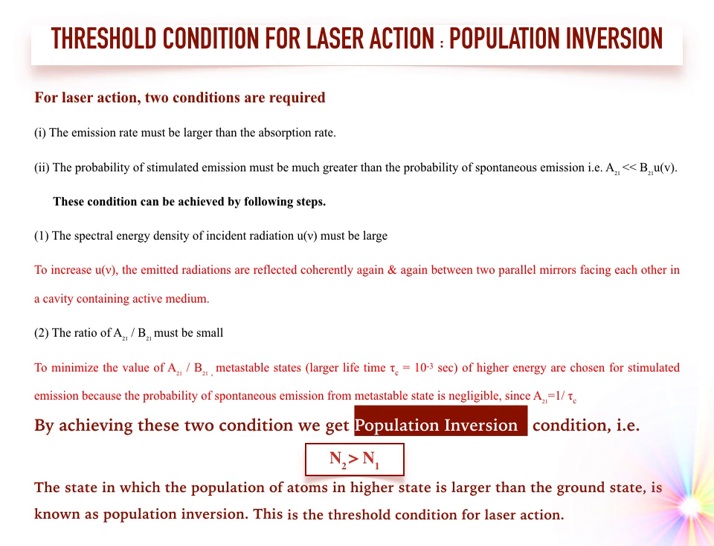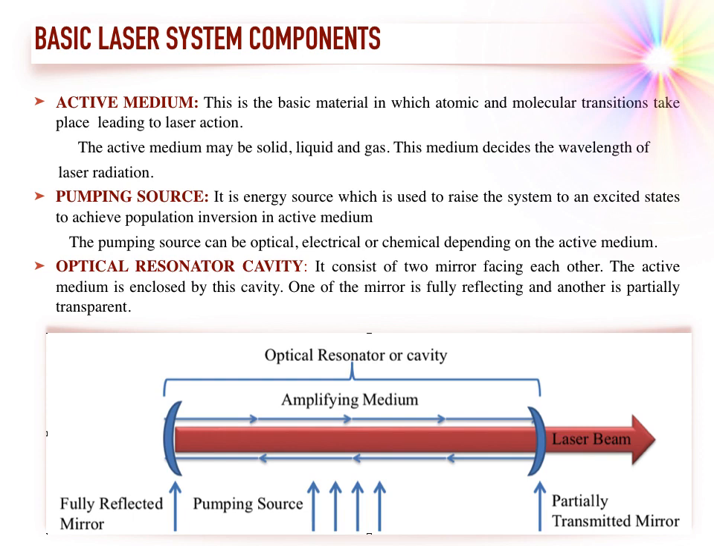By achieving these two required conditions, we get the threshold condition for laser action, that is population inversion condition, or N2 is greater than N1. That means for laser action, the number of atoms in higher state must be larger than the number of atoms in lower state. This population inversion condition can be achieved by pumping method.